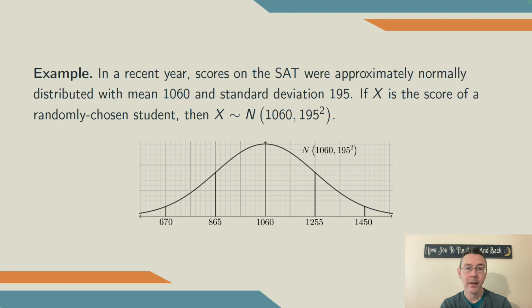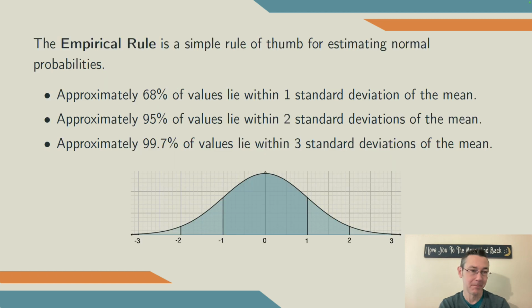An example: in a recent year, scores on the SAT were approximately normally distributed with mean 1060 and standard deviation 195. If X is the score of a randomly chosen student, then X has the normal distribution with mean 1060 and variance 195 squared. On this picture, I've labeled not just the mean, but also 4 additional points going 1 and 2 standard deviations in each direction. So adding and subtracting 195 to the mean 1 and 2 times respectively.